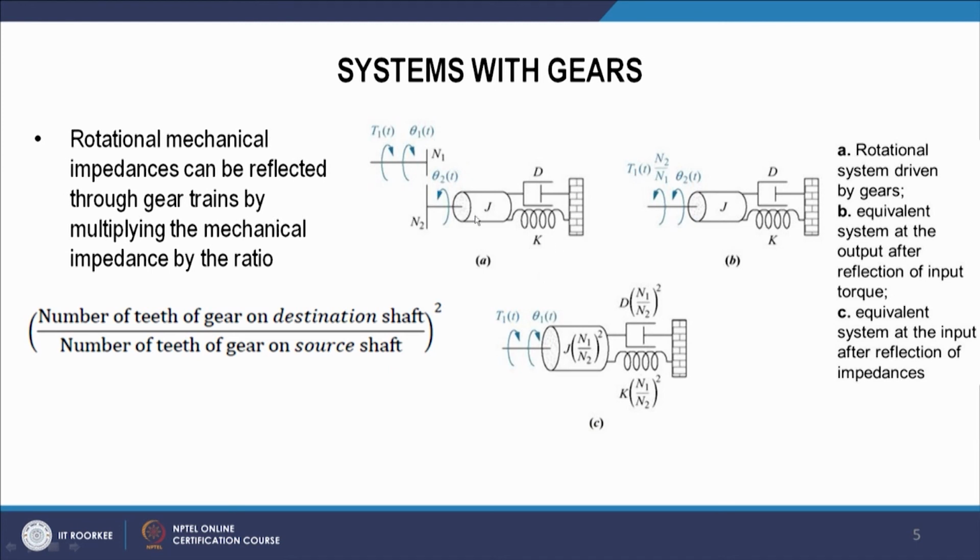So here this input shaft is the destination shaft, and here we see the rotational mechanical impedances can be reflected through gear trains by multiplying the mechanical impedance by the ratio of the number of teeth of gear on the destination shaft upon the number of teeth of gear on the source shaft, square. So here we are representing to the input shaft, and the input shaft is the destination shaft, therefore we are doing N1 by N2 square. Here we have multiplied and we have shifted this impedance to the input shaft.